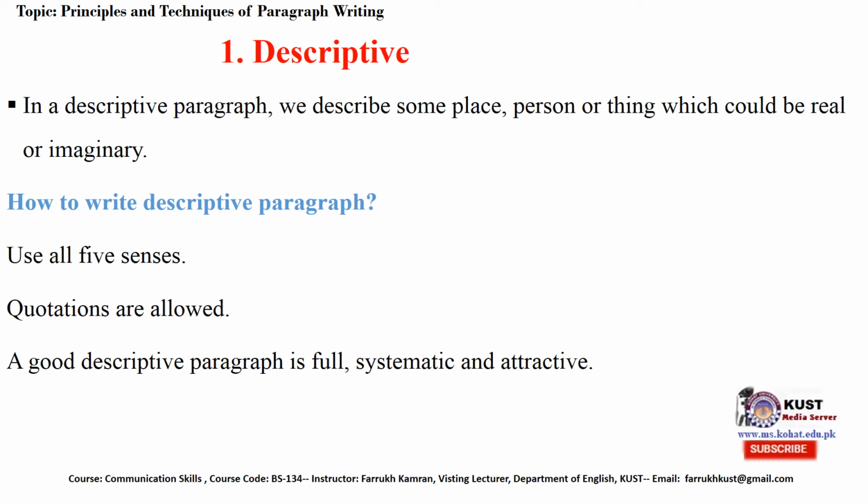So now the question is, what do you mean by fullness in a descriptive paragraph? In a descriptive paragraph, it is obtained by giving all important or essential details. It can be systematic if we chalk out a plan of what we are going to write. So this was all about descriptive paragraph: whenever we describe something, whether that is a place, a person, or a thing, and we use all our five senses, and we also use quotations, this kind of paragraph is called descriptive paragraph.